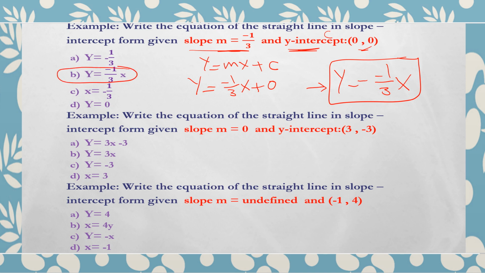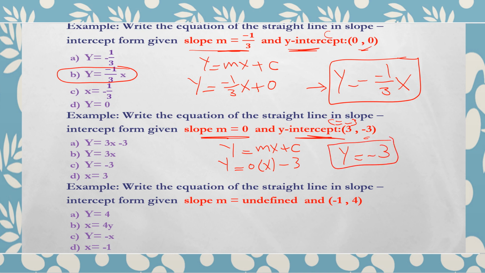Write the equation of the straight line in slope-intercept form from a slope m equals 0 and y-intercept equals minus 3. Here c equals minus 3. So y equals mx plus c. Then y equals 0 times x plus c, and c equals minus 3. So y equals minus 3, and the line here would be horizontal on the negative side, and the correct answer is C.